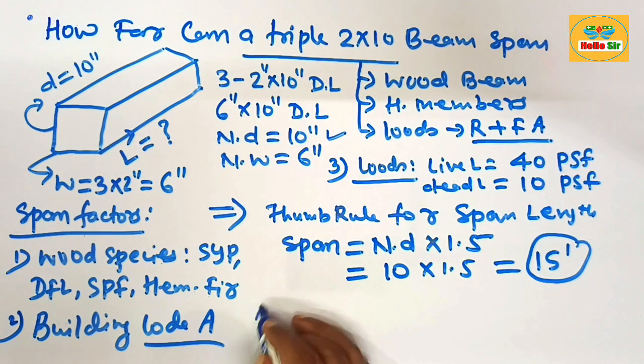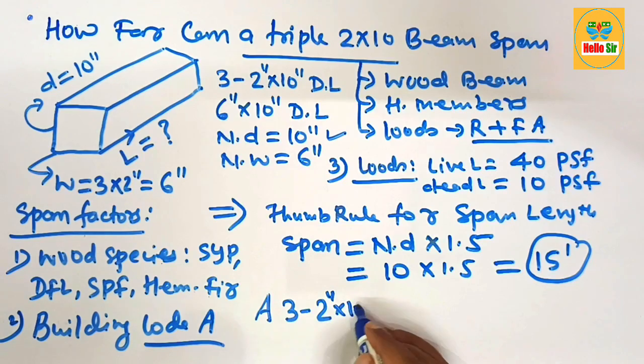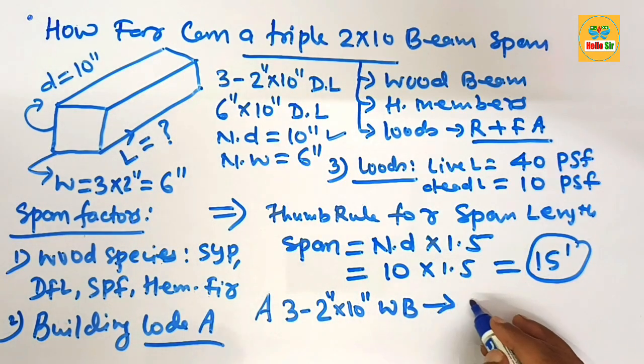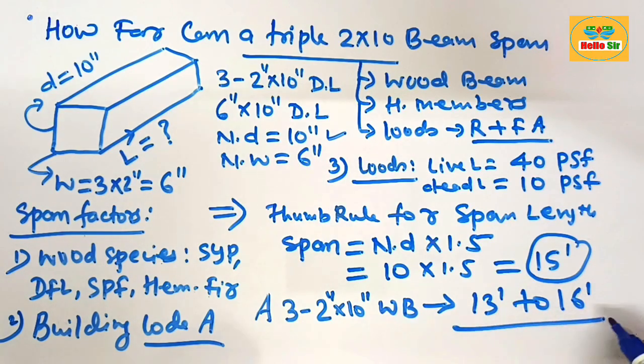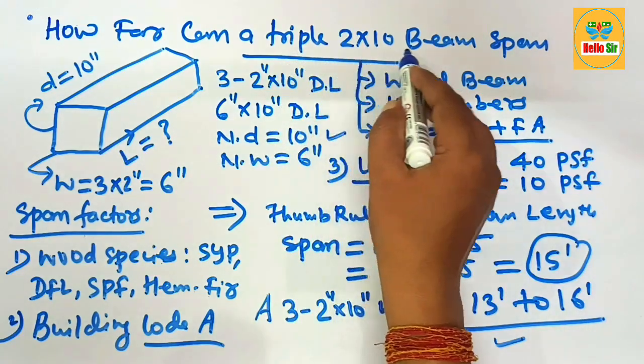That's why a triple ply 2 inch by 10 inch wood beam spans a range between 13 feet to 16 feet maximum distance. This is the span length for a triple ply 2x10 wood beam.